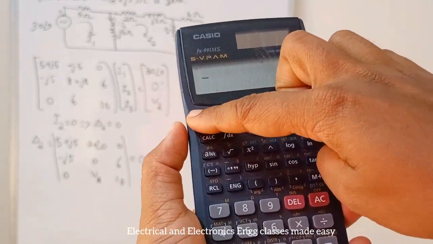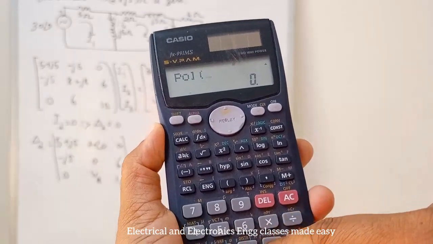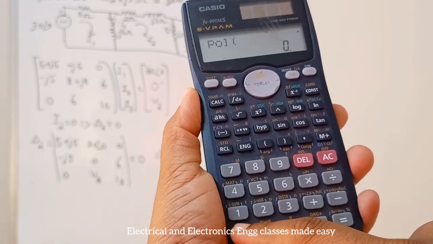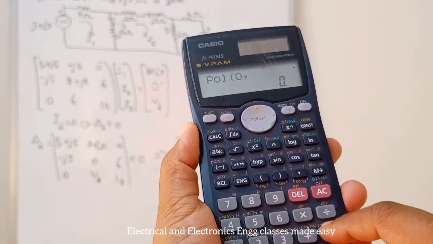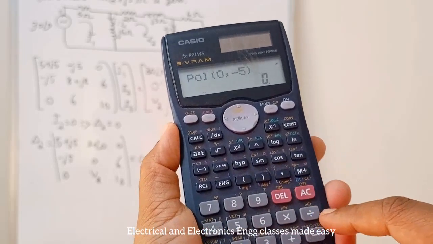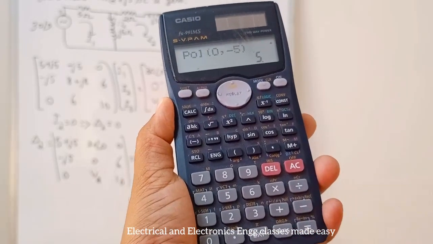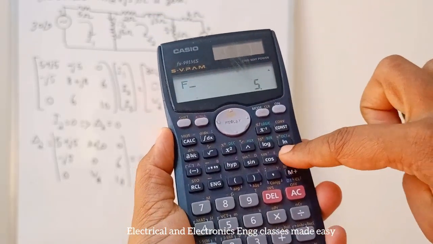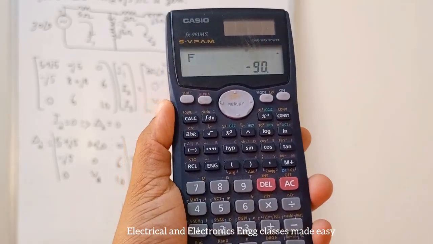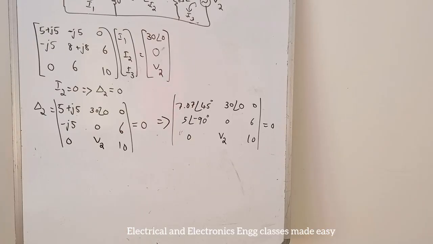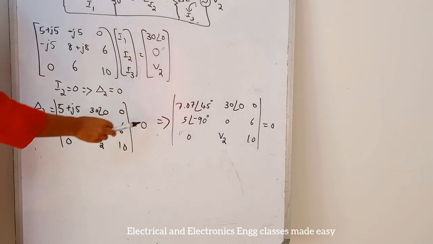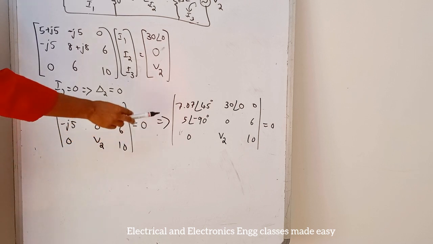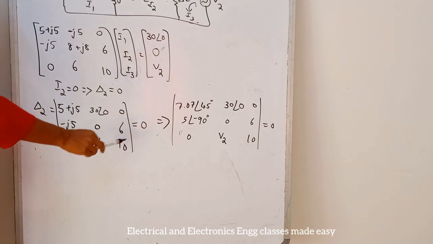Next we have to convert minus j5 to polar form. For that, shift polar of, here minus j5. The real part is 0, so 0, comma, minus 5, bracket, then equal to, that is 5. Then to find the angle, shift equal to, it is minus 90. So we get 5 angle minus 90 as the polar form of minus j5. Then the remaining magnitude values are entered.